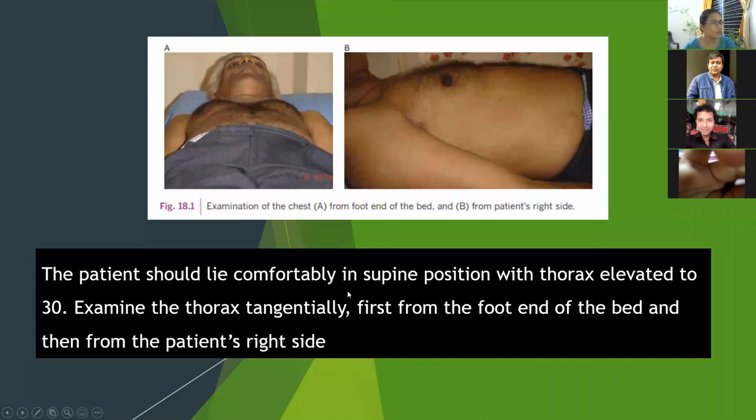First is how you will inspect the patient. The patient should lie comfortably in supine position. The thorax may be elevated to 30 degrees, not more than that. Now you have to examine the thorax tangentially from the foot end of the bed and then from the patient's right side. So this is a picture showing the position of the patient. That is a supine patient, there should be proper exposure, and you will inspect the patient from the foot end and then from the right side.